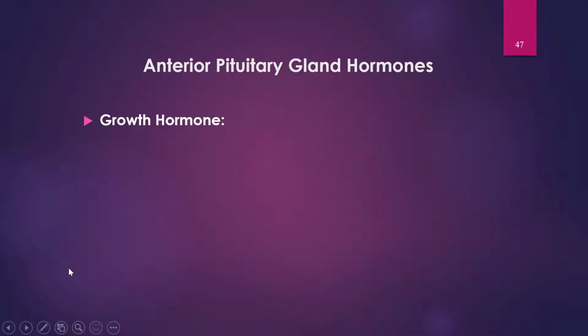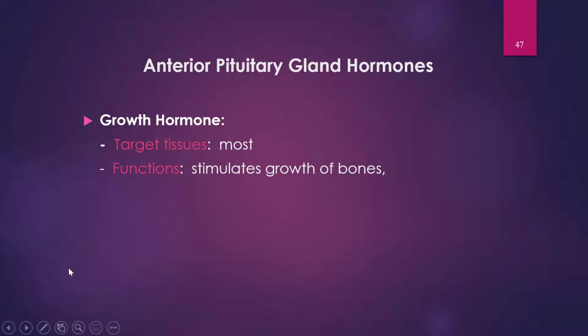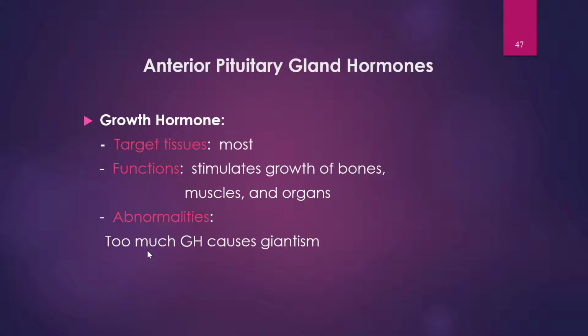So, the growth hormone of the anterior pituitary will target most cells and body organs, and the function will be to stimulate the growth of bones, muscles, and organs. And there are, though, some homeostatic imbalances or abnormalities. When too much growth hormone is secreted, it can cause gigantism, and too little may actually cause pituitary dwarfism.